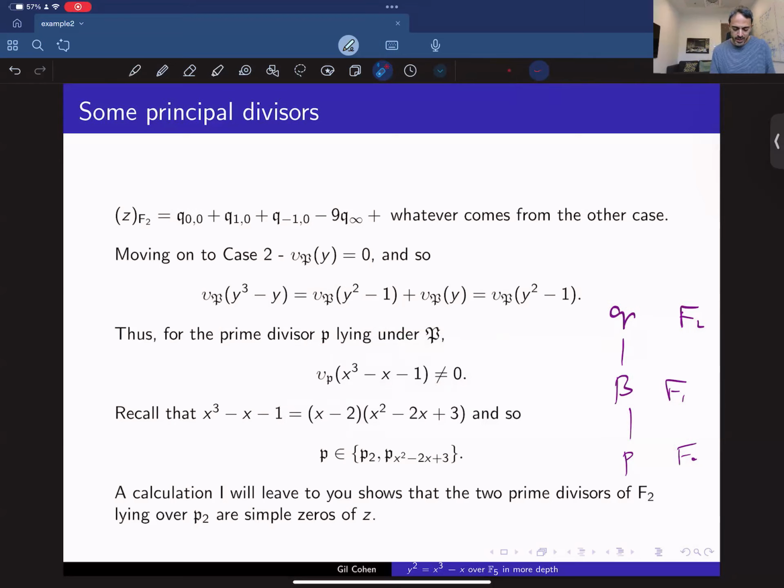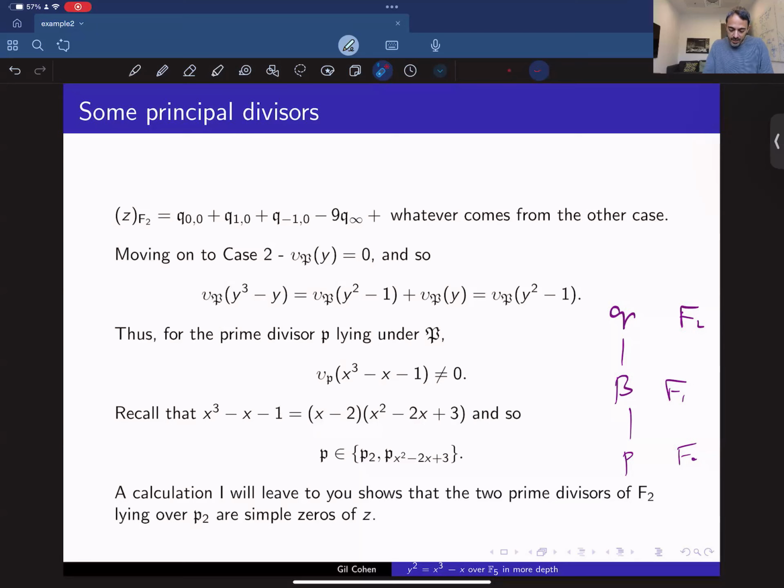And actually, we already encountered this expression. So x cubed minus x minus 1, you can factor like that. And so what we figured out is that the only small places downstairs, above which, 2 levels above, z may have a 0 or pole, are exactly P2, corresponding to this factor, and P of that irreducible polynomial. Recall that in the rational function field, you have a place or prime divisor for every irreducible polynomial. And these two are irreducible polynomials over F5.